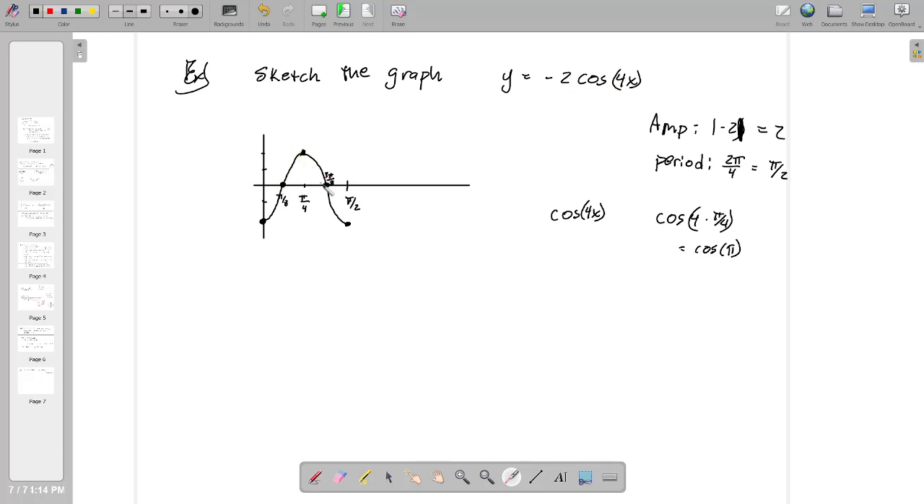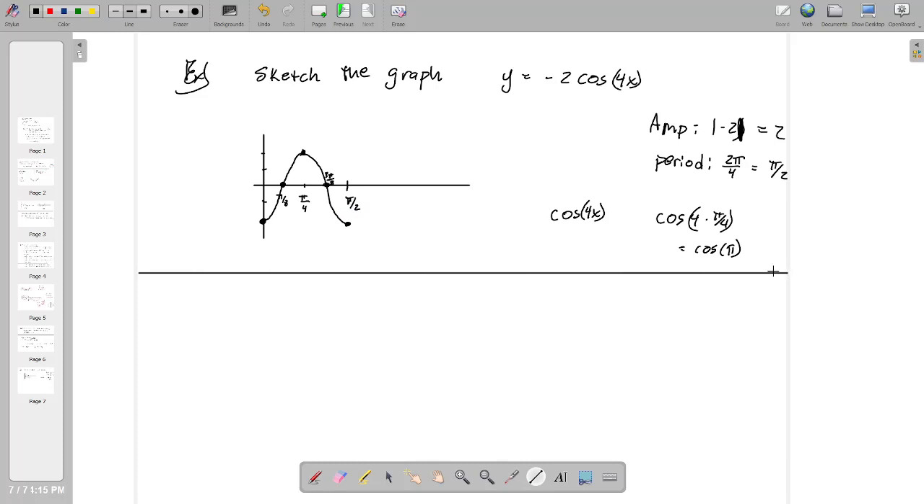At 3 pi over 8 and pi over 8, if you plug in pi over 8, you're actually taking the cosine of pi over 2, which is 0. And if you plug in 3 pi over 8, you're taking the cosine of 3 pi over 2, which is also 0. That's where I got these 2 points. And then here and here would be the 0 point. Obviously, plug in 0, you get cosine of 0 is 1. 1 times -2 is -2. If you plug in pi over 2, then you have cosine of 2 pi. And cosine of 2 pi is 1. 1 times -2 is -2. That's where I got this point.